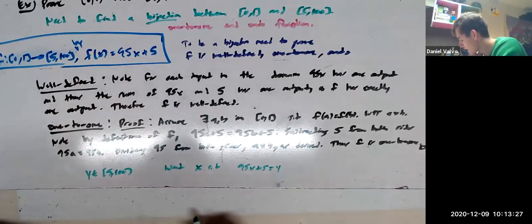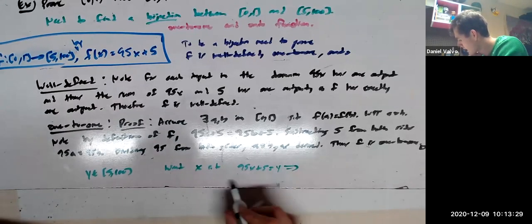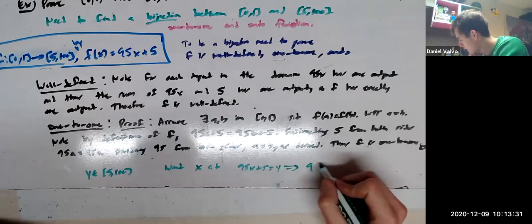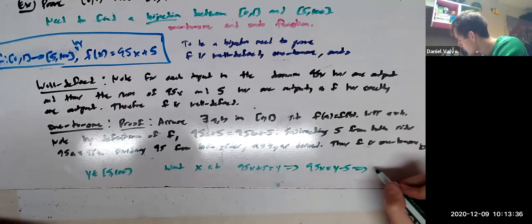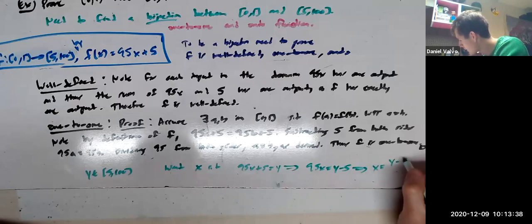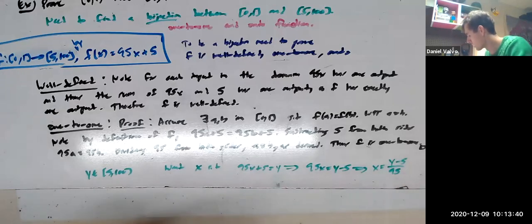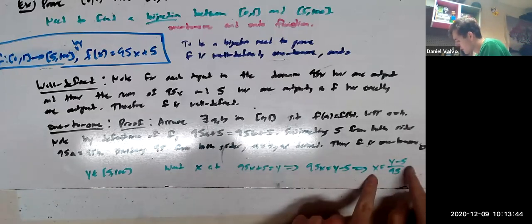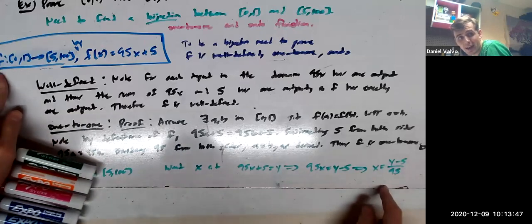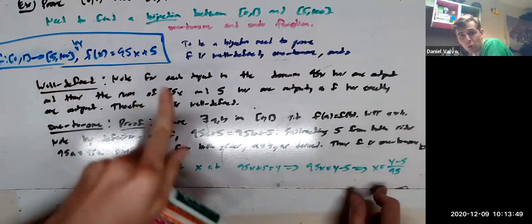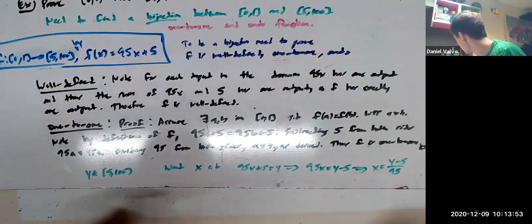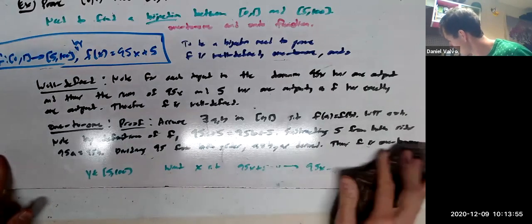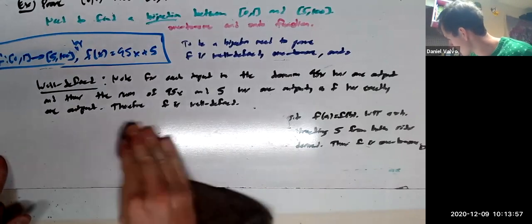When 95x plus 5 equals y, that implies that 95x equals y minus 5, which implies that x is going to equal (y minus 5) over 95. If you plug (y minus 5) over 95 into f, you'll recreate y. So the only thing we have to show is that x is actually in the domain, which is not that much. I'm going to erase the 1-to-1 part, though. Give me some more room.